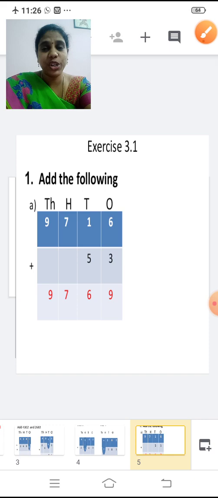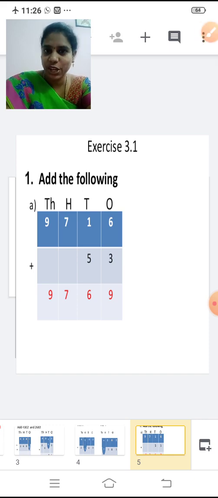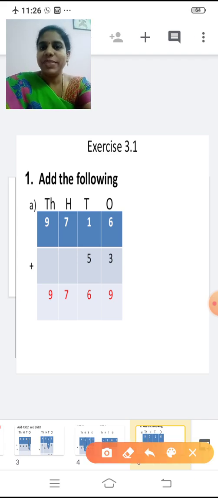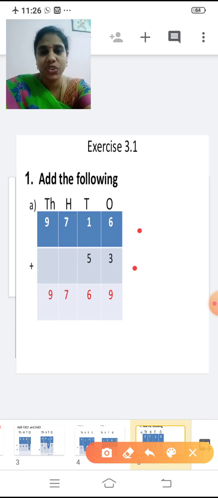Now these sums, you're going to copy it in your notebook. Now take your notebook, write whatever I'm teaching now, you're going to copy that in your notebook. Shall we start? First sum, you're going to add 9,716 and 53. Shall we add now? Yes.